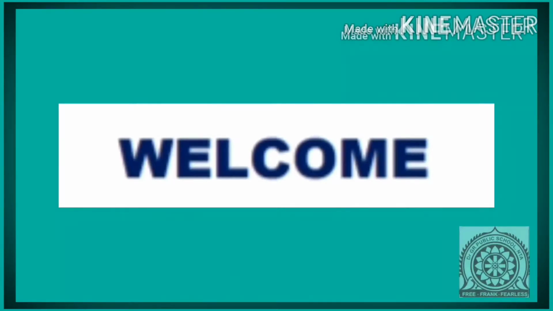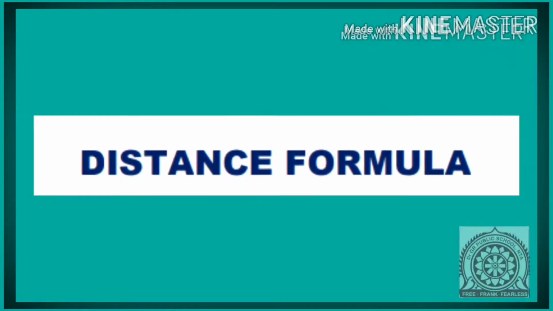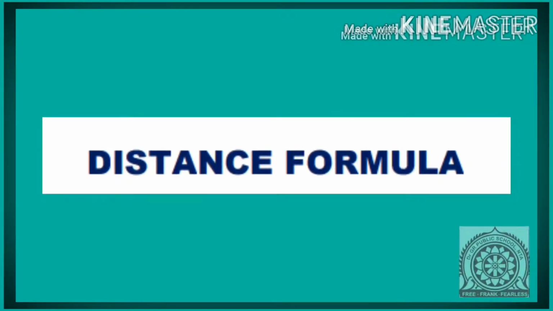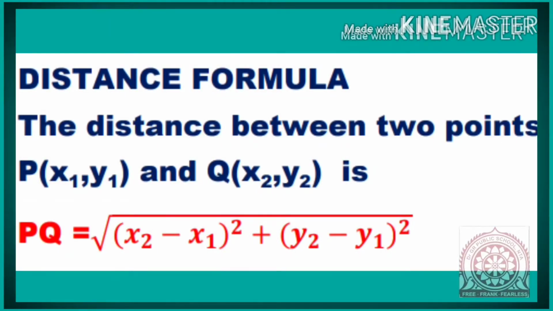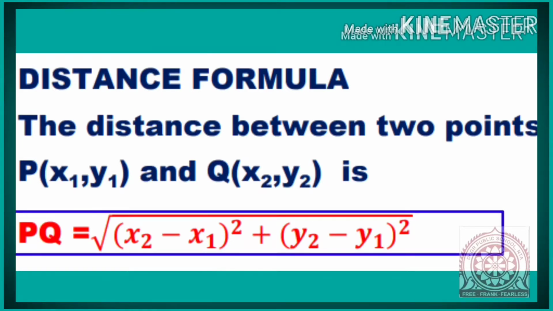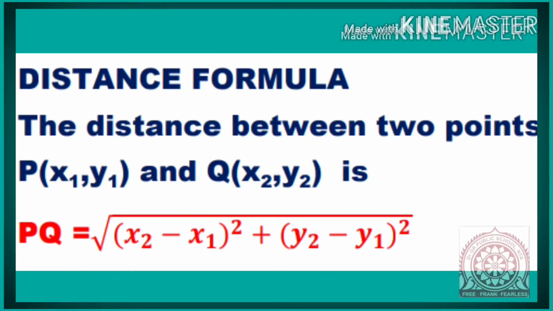In the last class, we studied the distance between 2 points in the Cartesian plane, that is, the distance formula, and some application problems based on the same. Let us recall the distance formula again. The distance between 2 points P(x1, y1) and Q(x2, y2) is PQ equals square root of (x2 minus x1) the whole square plus (y2 minus y1) the whole square.